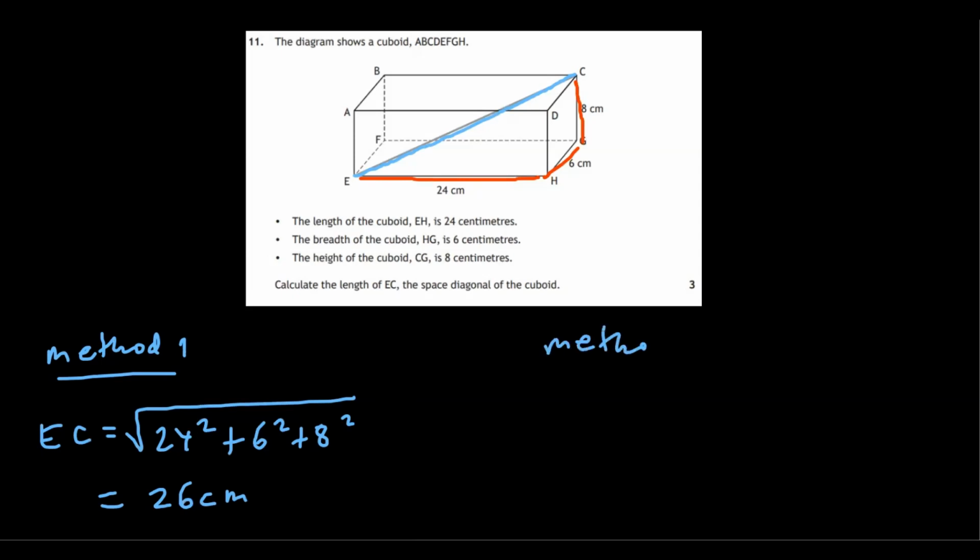The second way is to do it in parts. So you'd start by finding this length, this diagonal over here. So that would be EG, using this right angled triangle. So EG is root 24 squared plus 6 squared.